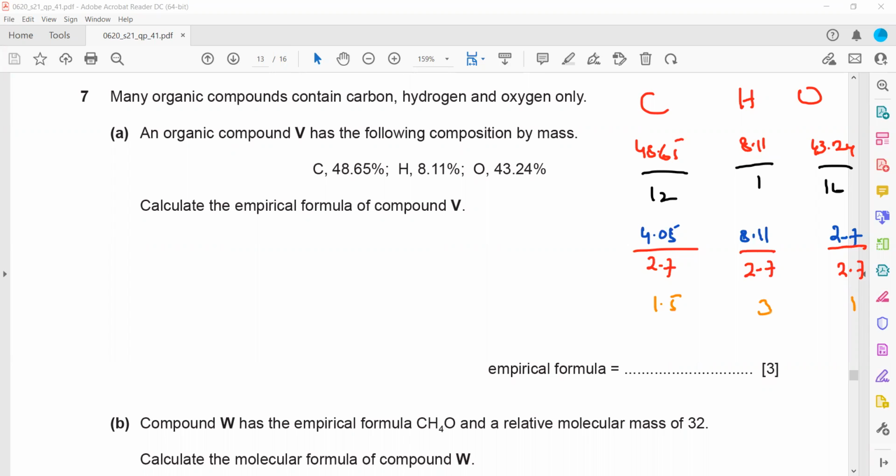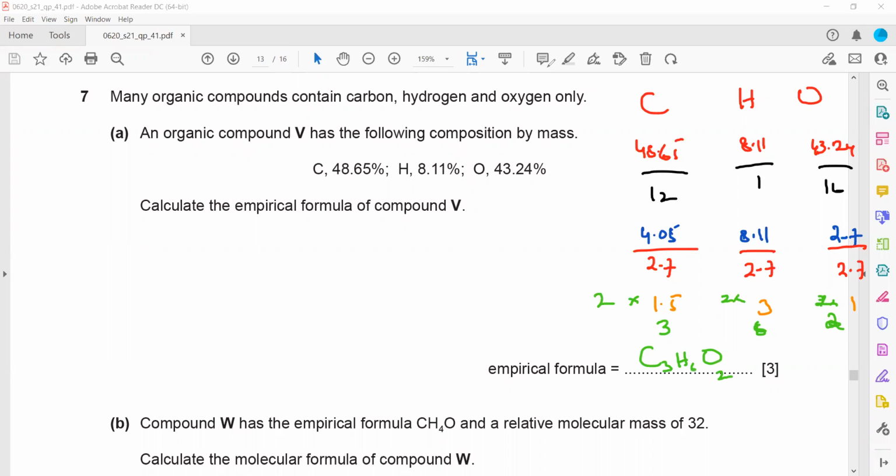Now, whenever one of the values is 1.5, 2.5, 3.5, we multiply all of them by 2. So this will be 3 carbon, 6 hydrogen, and 2 oxygen. So the empirical formula is C3H6O2.